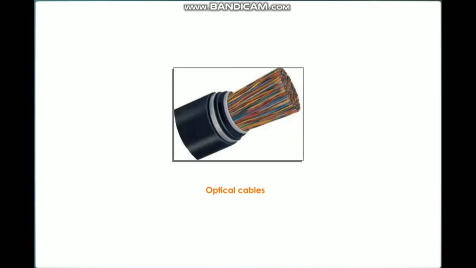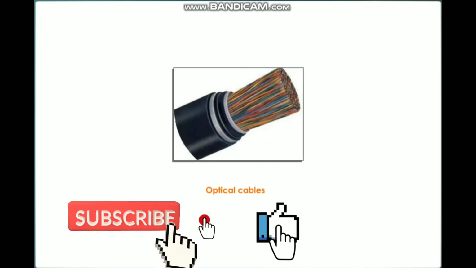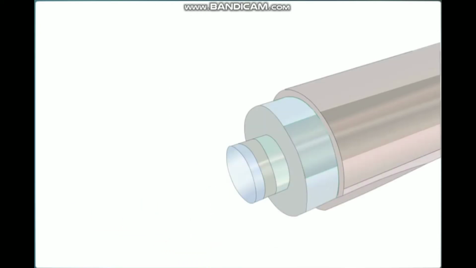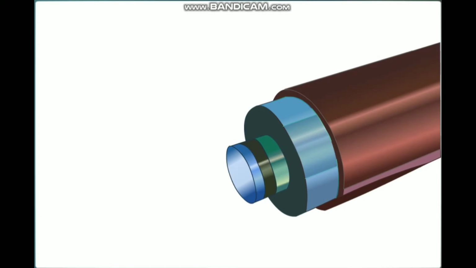They are arranged in bundles called optical cables and are used to transmit light signals over long distances. A single optical fiber consists of 3 layers, namely core, cladding, and buffer coating.